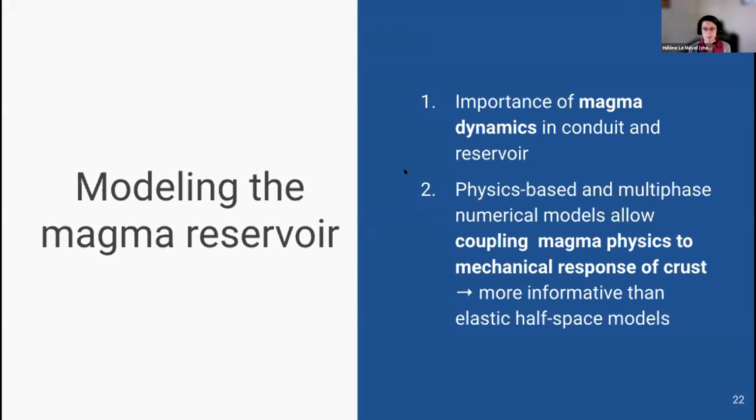To summarize, the magma dynamics, both in the conduit and in the reservoir, are very important to explain the complex patterns of surface deformation that we observe at the surface. The physics-based and multi-phase numerical models allow coupling the magma dynamics to the mechanical response of the crust. So we can learn a lot more from them than from the elastic half-space models.